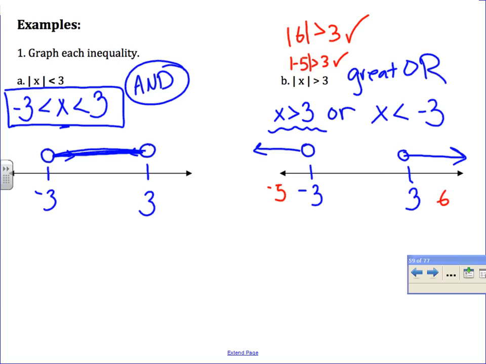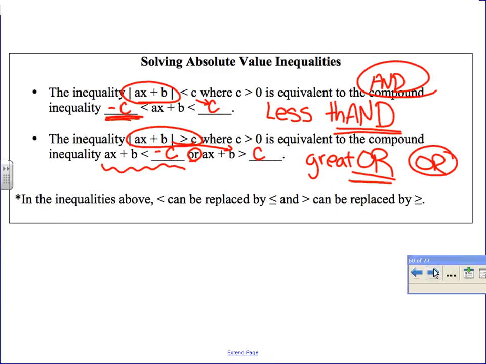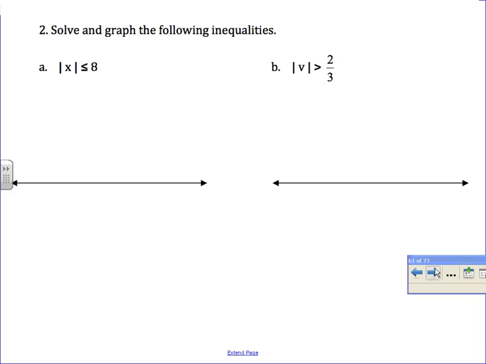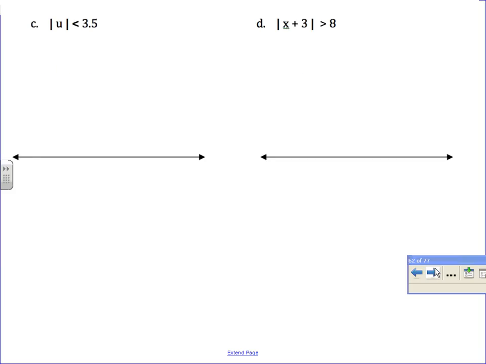Let's flip over our note packets, page 14. Let's do a couple more together, and then I'll have you guys try one on your own. Since we already did some basic examples, let's start with letter C. Letter C in your packet says the absolute value of u is less than 3.5.